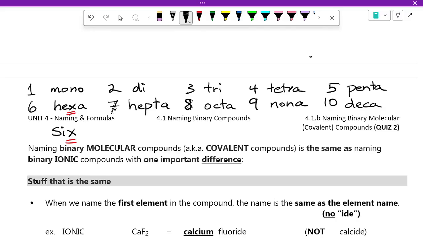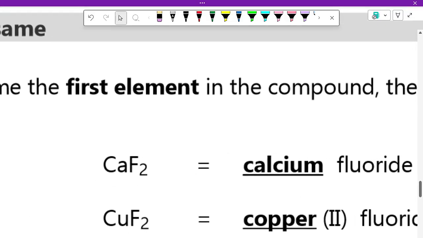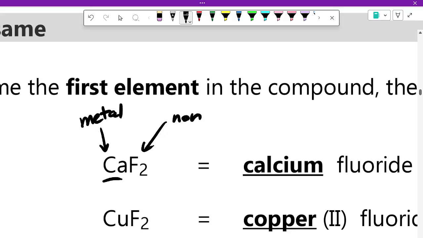So ionic compounds, what kind of compound do I have here? I've got calcium and fluorine. Is that ionic or covalent? Calcium is a metal. Fluorine is a non-metal. So we just call it calcium fluoride. Easy, easy, easy. Okay?